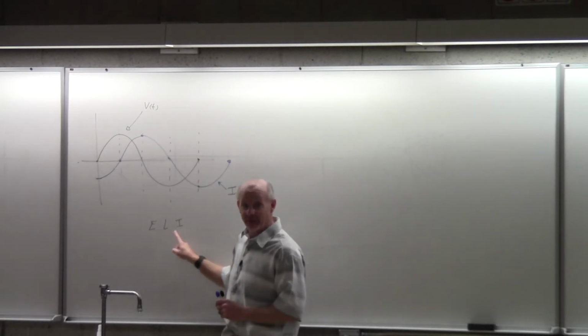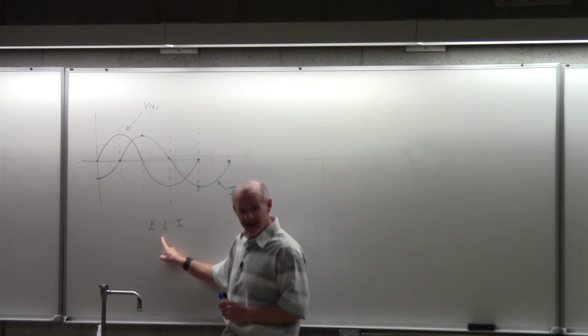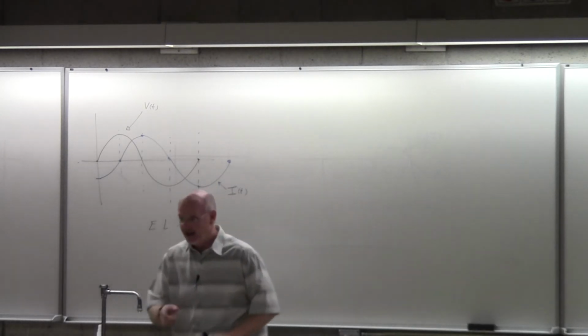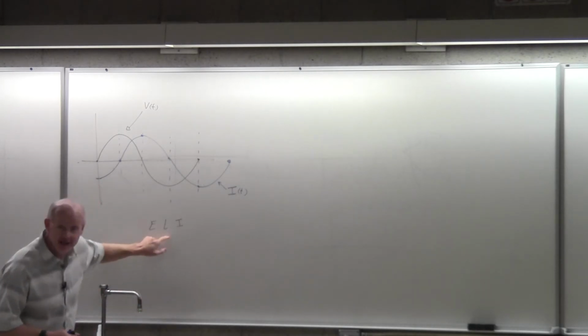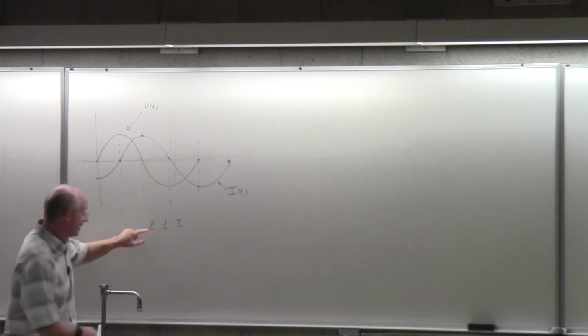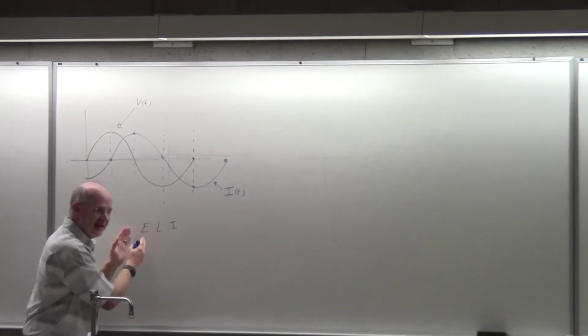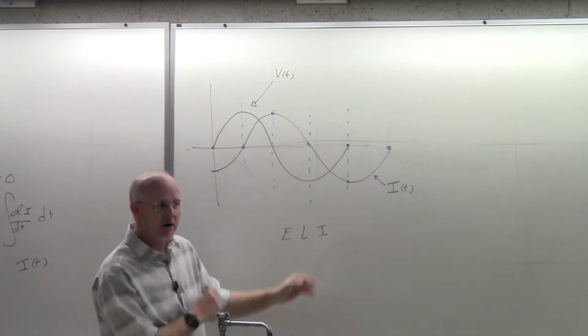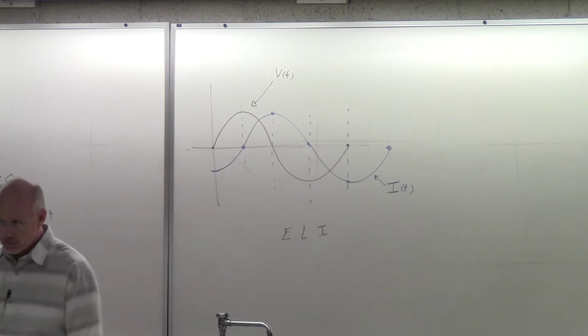E before I in the L. Did you catch that? E, L, and I. No, you didn't catch it. Try it again, right? Inductor. L for inductor. Which comes first, the E or the I? The EMF. So EMF comes before the current. If you can just remember ELI.